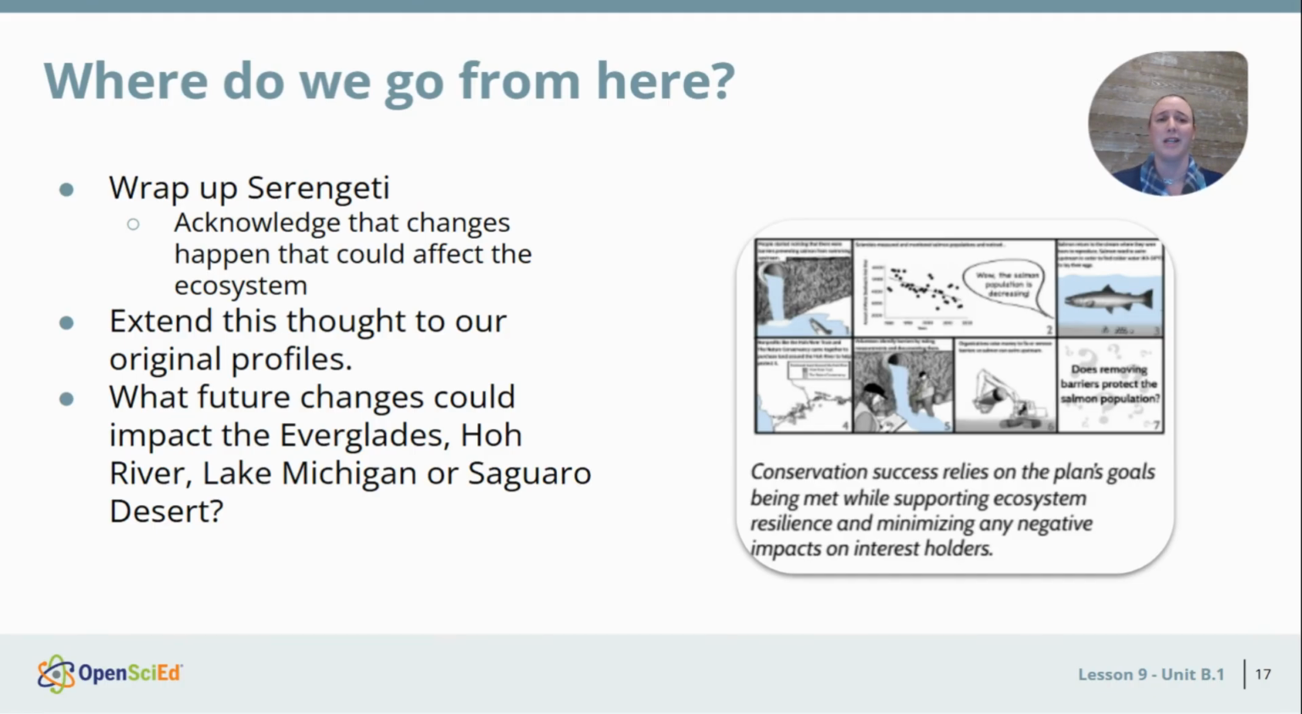While parts of the Serengeti ecosystem have been protected for over 70 years, how and what is protected can change as the components of the local and global systems change. Much like we've seen with this road proposal in the Serengeti, our original profiles from Lesson 1 can also be changed. We think about what disturbances might happen in the Everglades, the Hoh River, Lake Michigan, and the Saguaro Desert that could impact those systems.